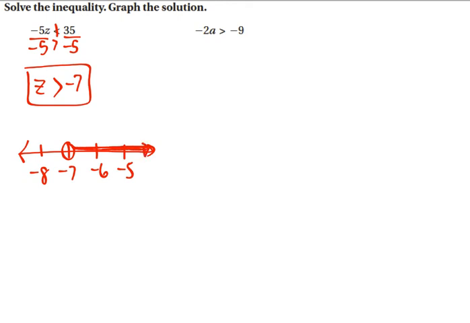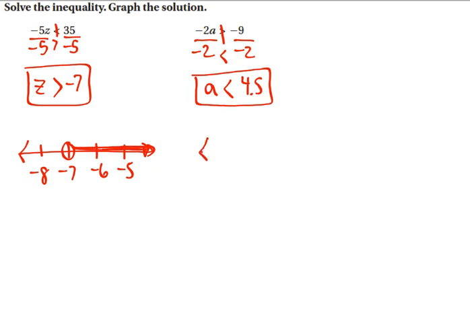Next one, negative 2a greater than negative 9. We're going to divide by negative 2, and anytime we divide by a negative, we need to immediately switch the sign. This gives us a is less than 4.5. And then the graph of this, here's 4, here's 5, and 6. Let's throw 3 on there. 4.5, open boundary, and a is less, so we need to have our arrow go towards the less than numbers.